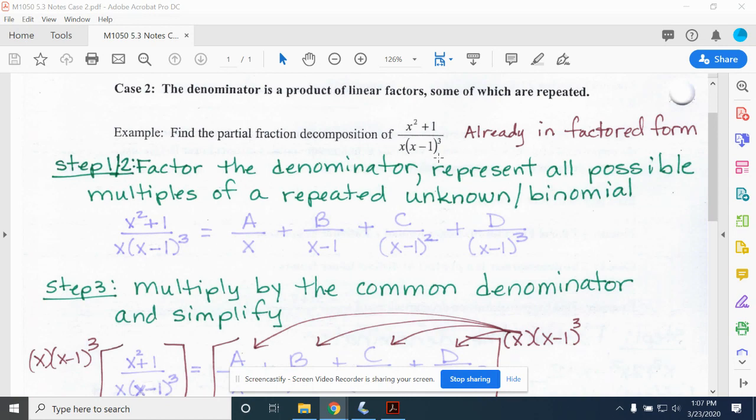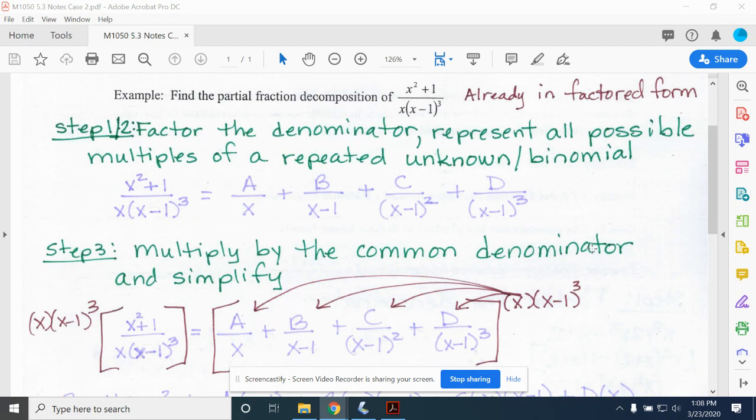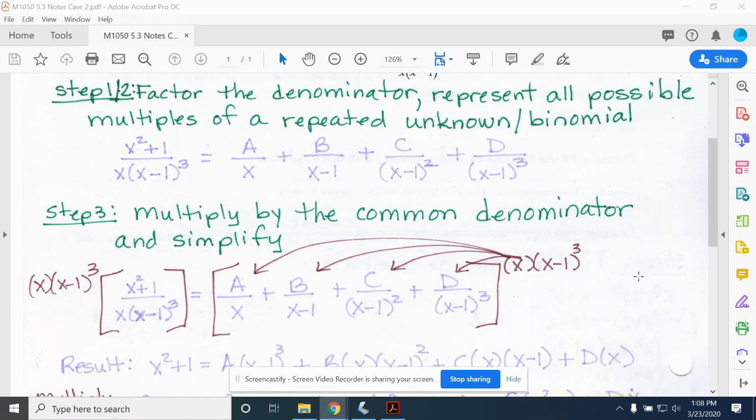Now, we're going to do the same thing with the binomial. This one's repeated 3 times, so we want to represent it as each of those pieces. X minus 1 to the first, x minus 1 repeated twice, and then x minus 1 repeated 3 times. We need to represent each of those groupings in our first step. Then after that, we can jump right to step 3, where we multiply by our common denominator, which happens to be the x times the x minus 1 to the third.